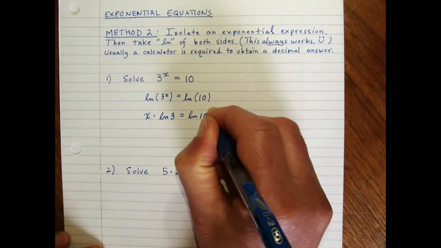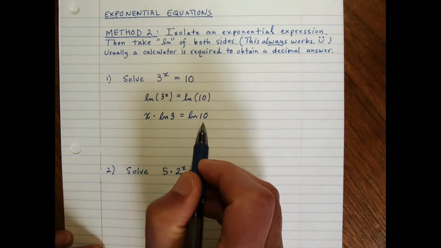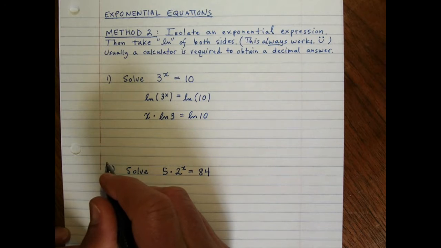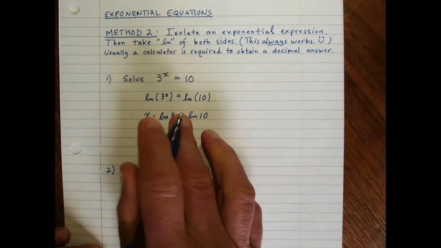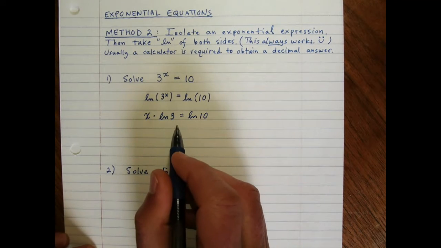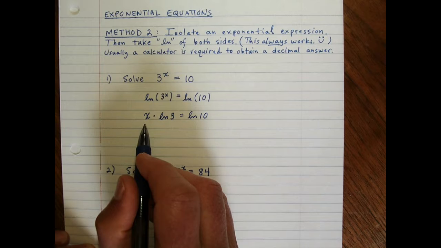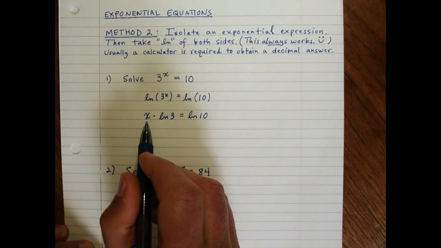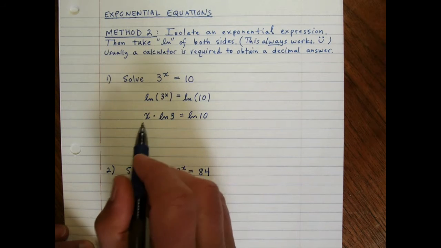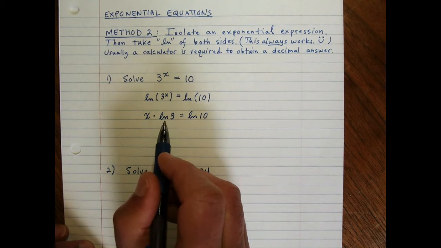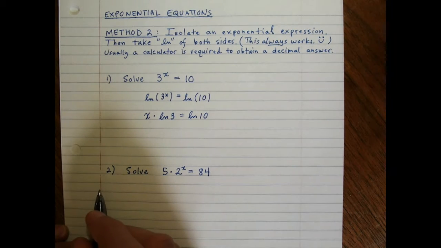Now you can write parentheses around the 3 and the 10. When you have just a single number inside ln, the parentheses are really not required, but they're never forbidden either, if that helps you. And so the power of these logs and this law of logarithms is that we now have x outside of the exponent. This is just x times some number, ln 3, equals ln 10.